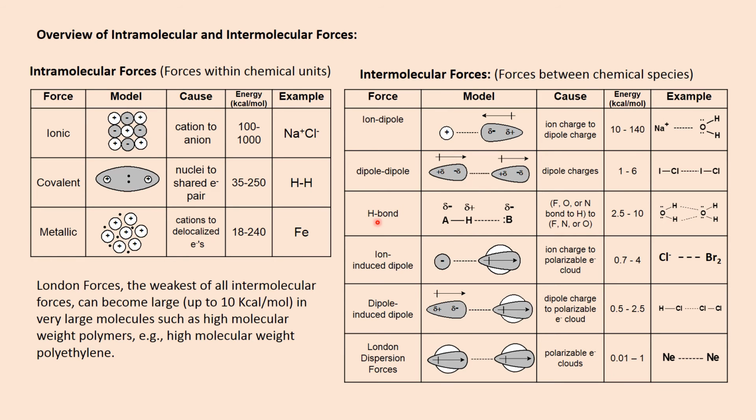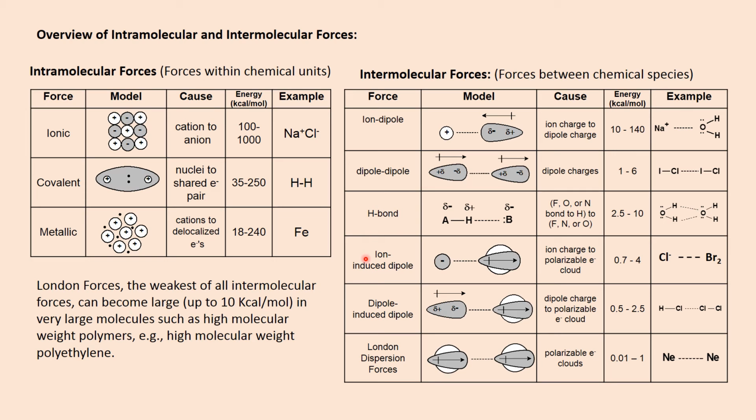Hydrogen bonding is actually a special case of dipole-dipole attraction. It occurs when we have fluorine, oxygen, or nitrogen. In this case I have oxygen bonded to hydrogen, and that hydrogen is attracted to another fluorine, oxygen, or nitrogen. Water is one example. So this is the strongest form of dipole-dipole interaction, and it ranges from 2.5 up to 10 kcals per mole. And I'll give more detail on this on subsequent slides.